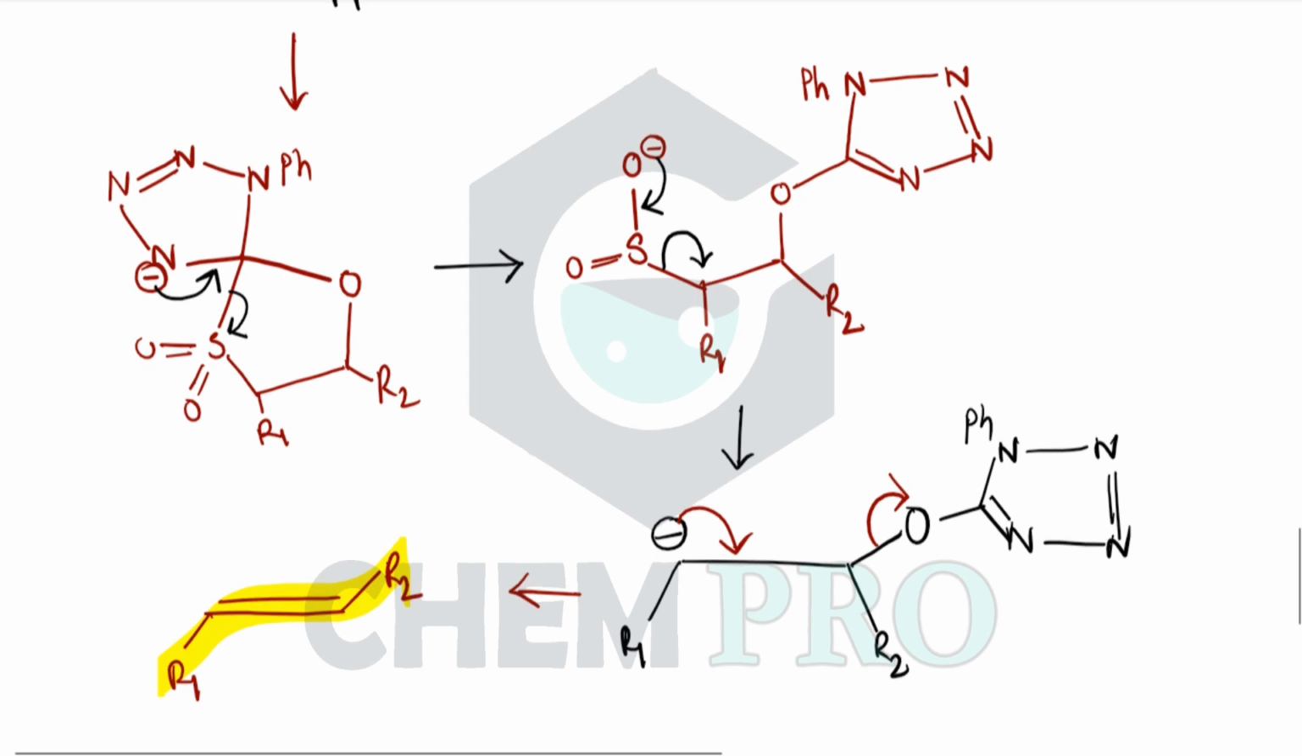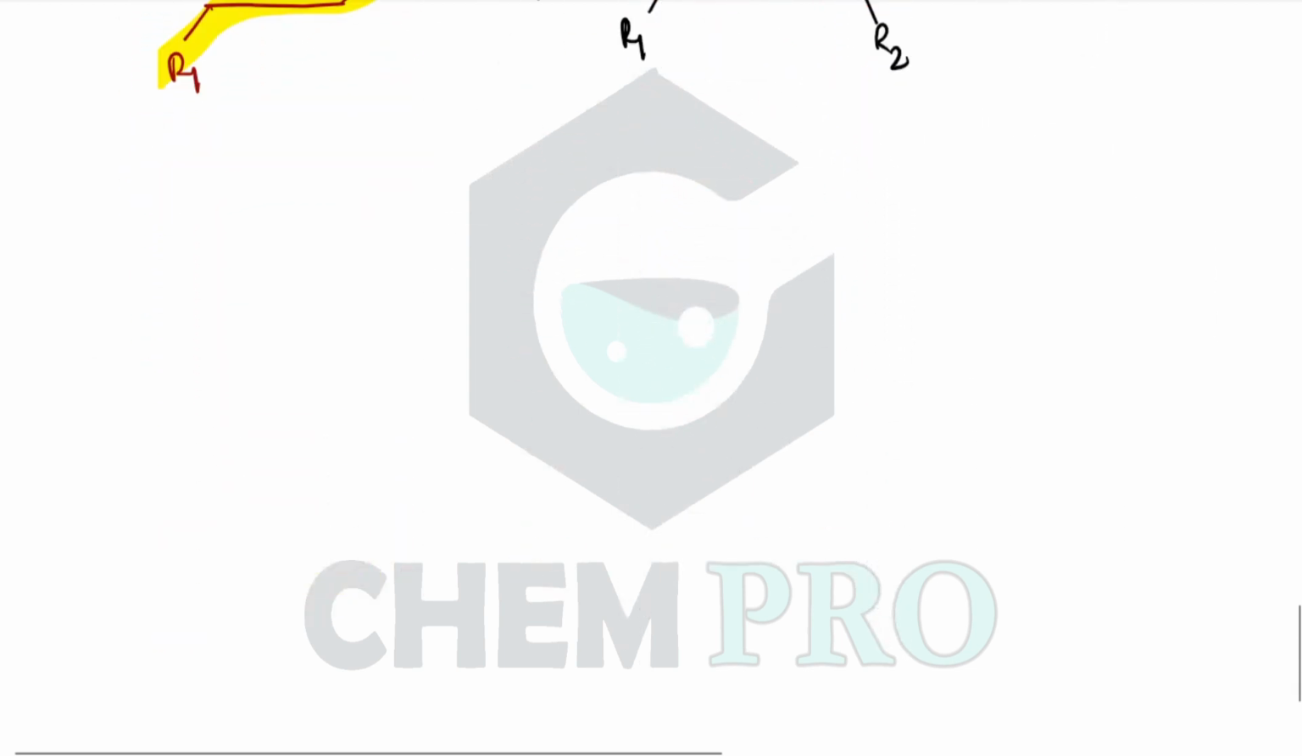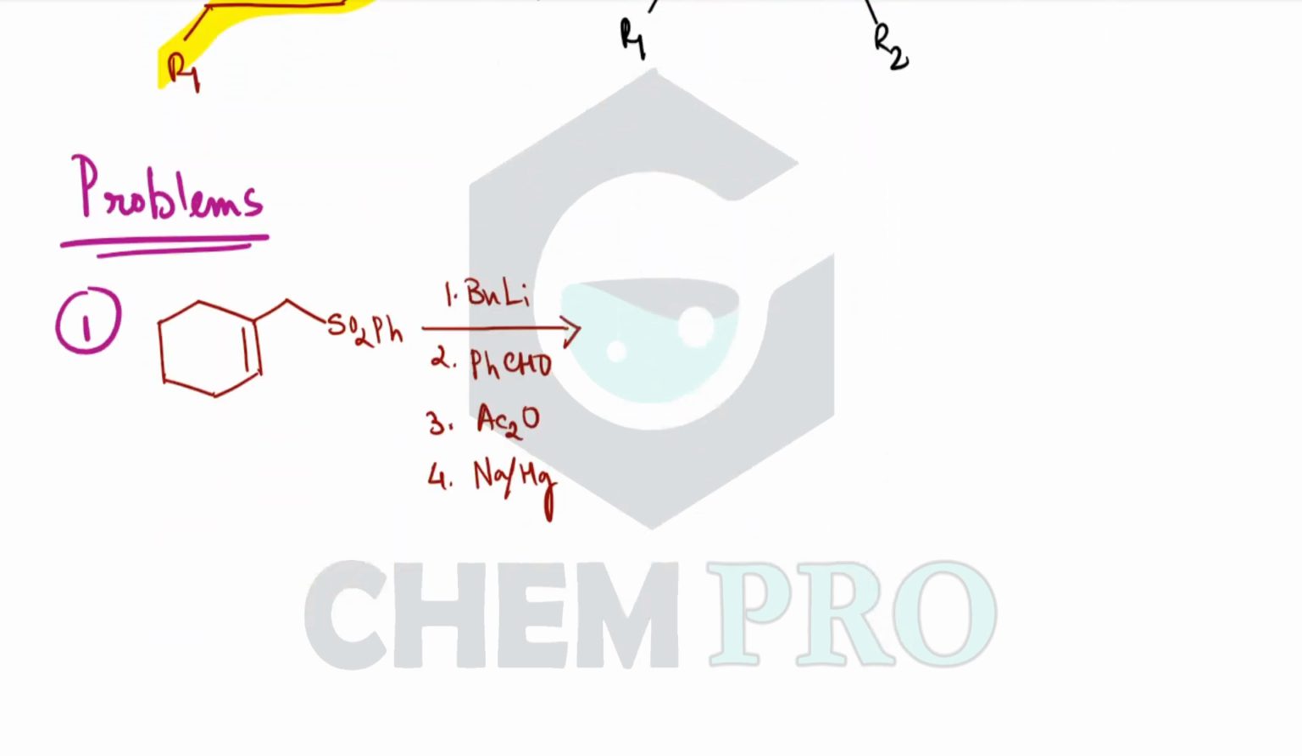Now let's check some examples or some problems. The first one is this problem, and this problem is from Clayden. For this we have to just look at two sides. The first side is this carbon and this carbon. Now we have to just make a double bond between these two carbons, and this Ph and this whole moiety will be anti to each other. So what will be the product? The product will be like this.